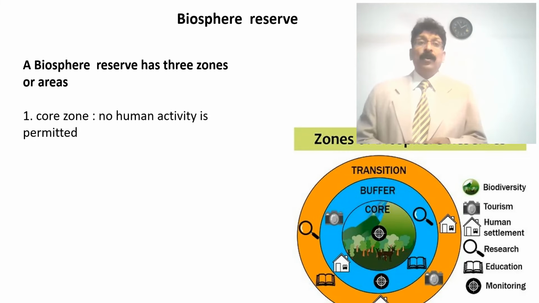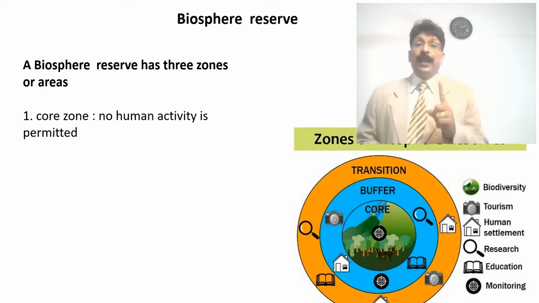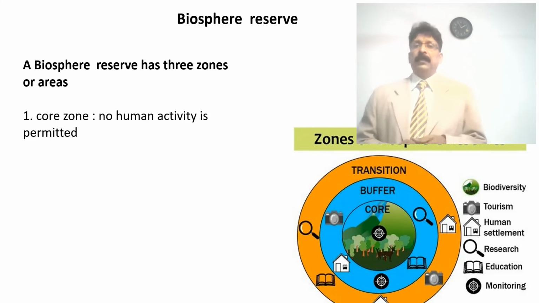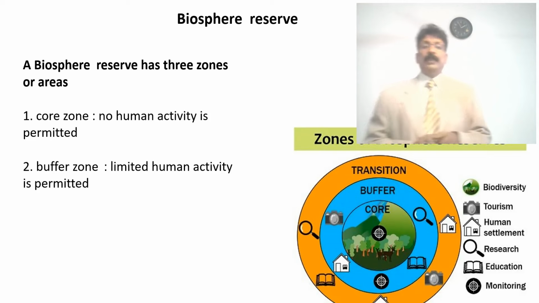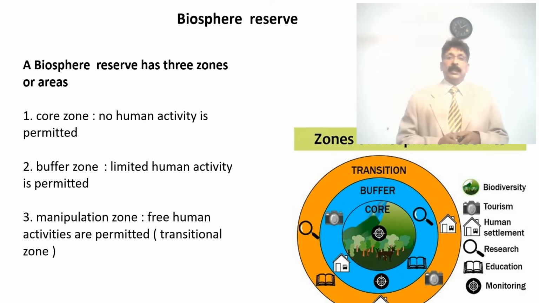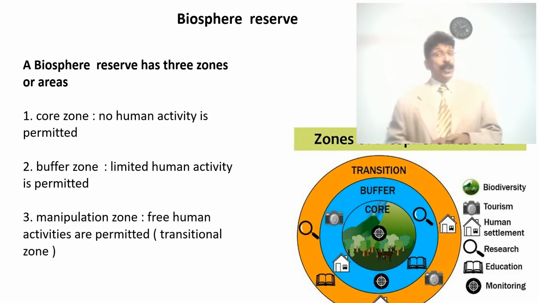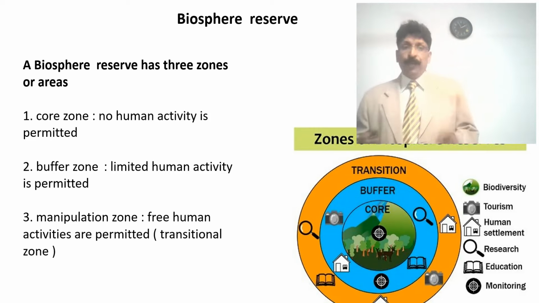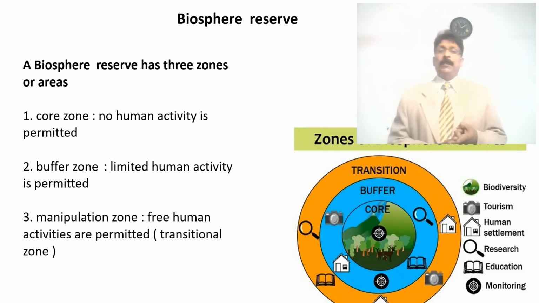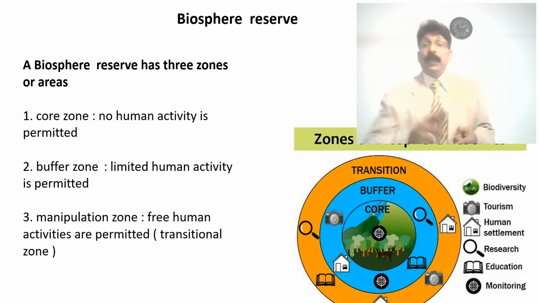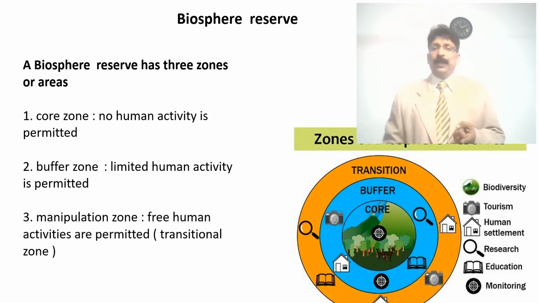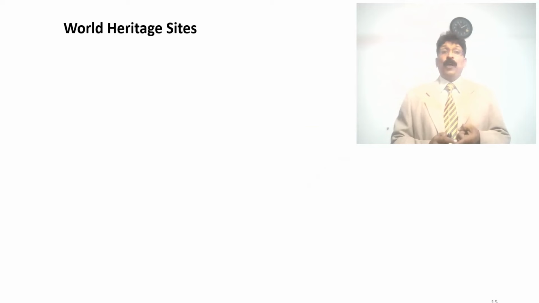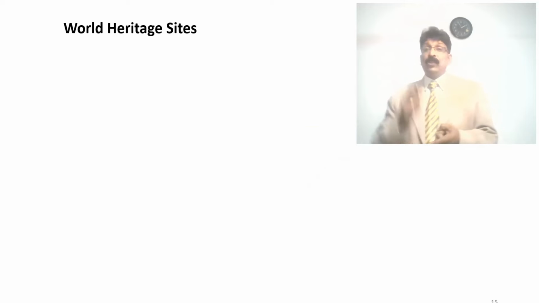The core zone, no human activity is permitted, a prohibited area. Buffer zone, limited human activity is permitted. Number 3, manipulation zone, free human activities are permitted. That is why we called it the transitional zone or transition zone in the picture. So World Heritage Site, this also comes under in situ.